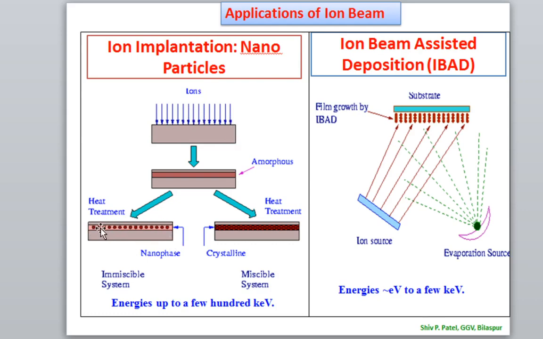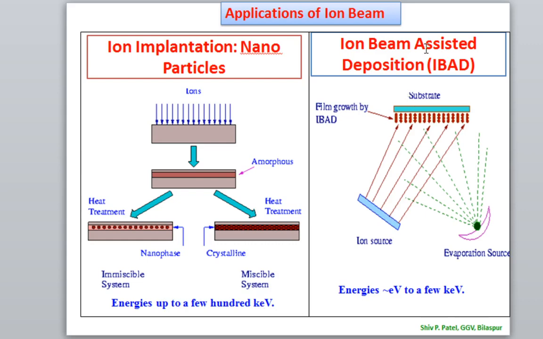You see, very nice quantum dots and nanostructures are created in immiscible systems. If these systems are miscible, then if you heat, the implanted region will become crystalline. Energies up to about 100 kilo electron volt are used to create ion implantation.